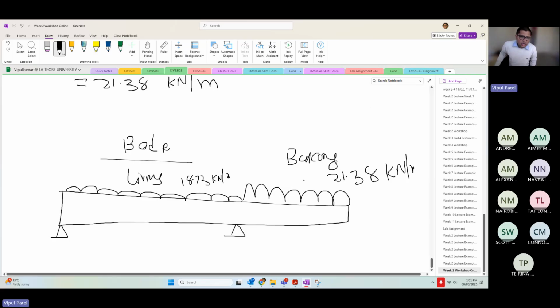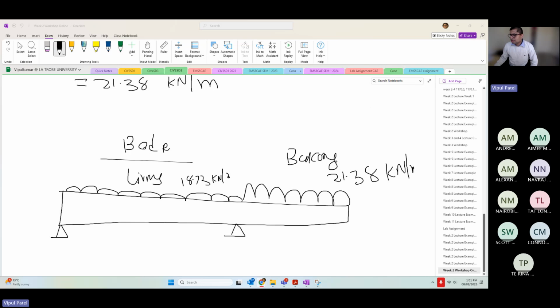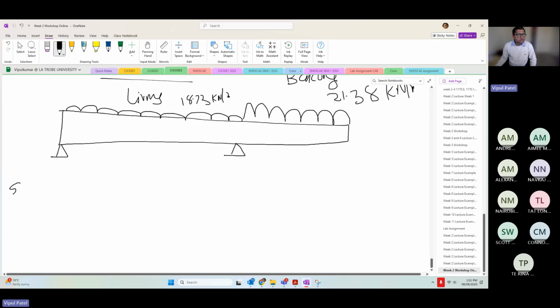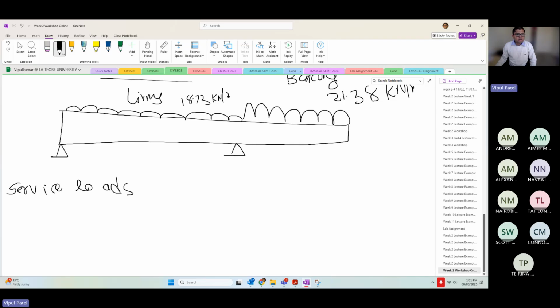Yep, so that's your ultimate load calculations. There will be the service load calculations. The service load only goes to the balcony of the spans, and the service load that we can calculate is the combinations given. Let me go and find the service load. Service load is, by the way, for deflections. This one's for the strength.